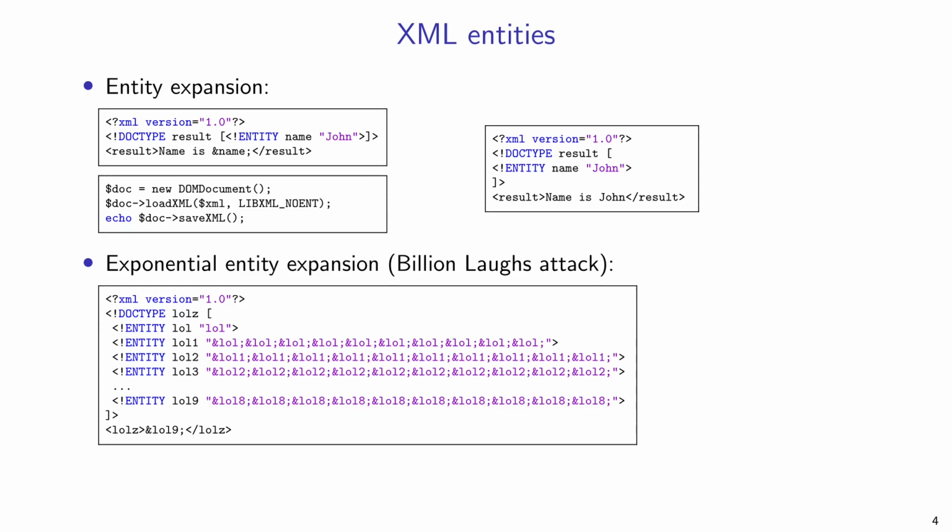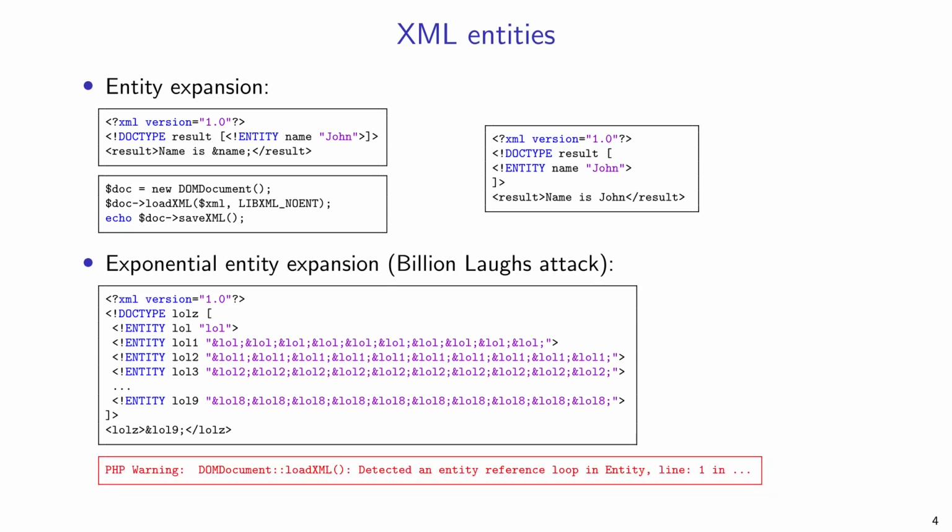Today, this is a well-known attack, and modern parsers attempt to prevent it by limiting the number of times an entity can be referenced. For example, libxml used by PHP will issue a warning if it detects an entity reference loop and will stop expanding the structure. This, however, does not eliminate less efficient forms of XML bombs.